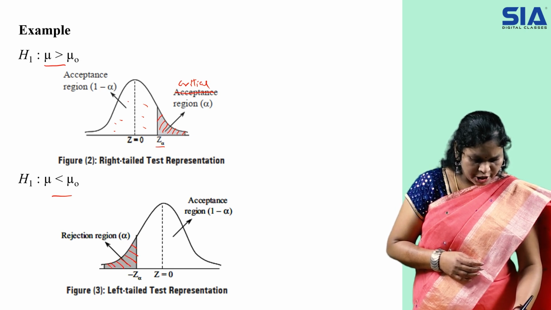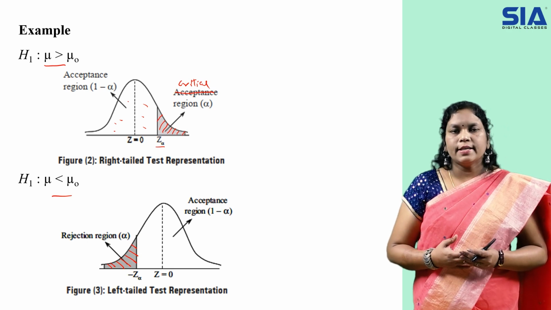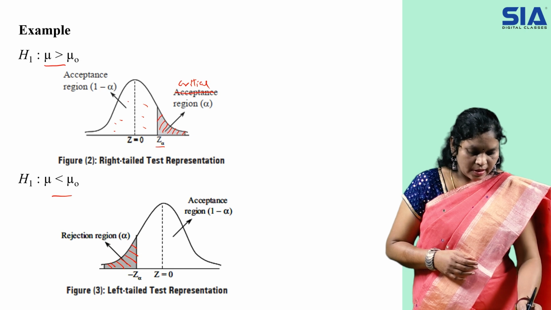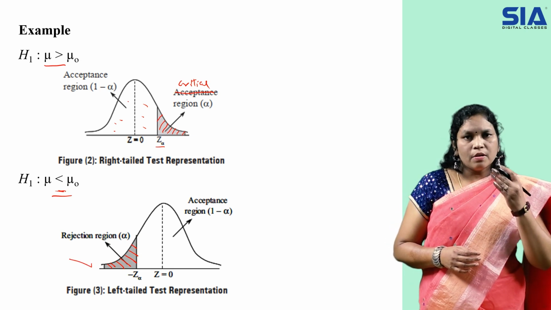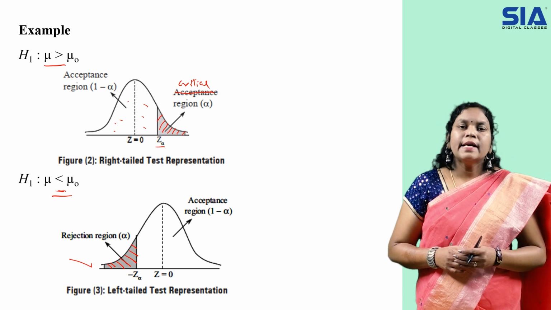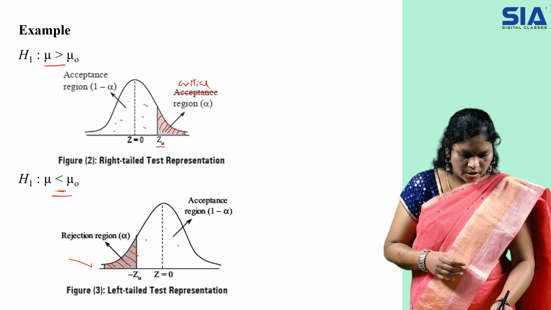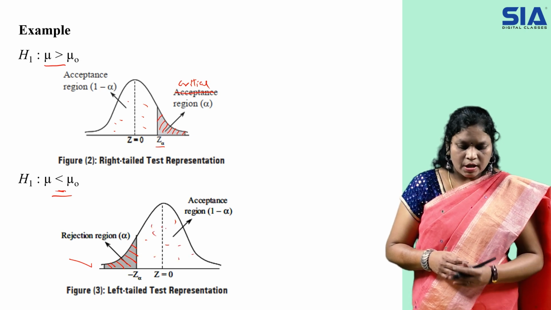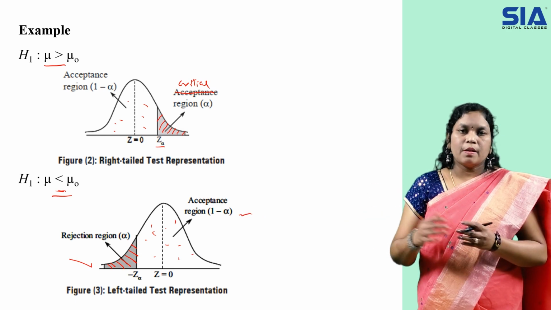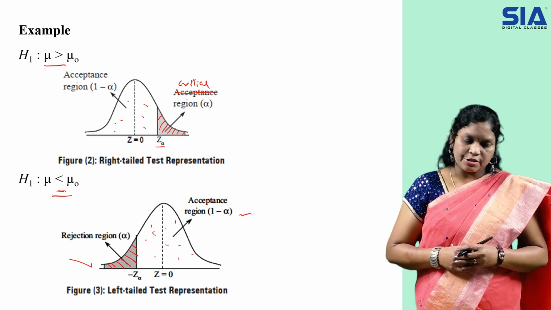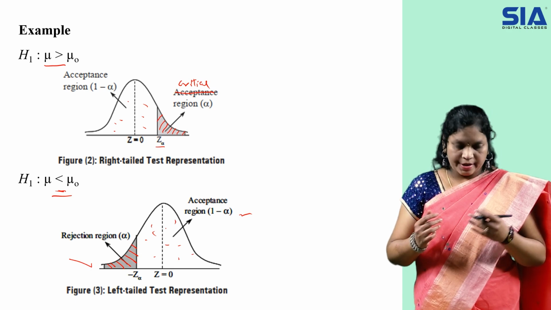So this entire shaded part is completely to the left side, right? For that we'll call it a left tail test. So whenever you get a less than symbol and plot the graph, it is entirely to the left side, and we'll call that a left tail test. And the leftover part we'll call the acceptance region, and that formula is 1 minus alpha. So this is the example for one tail tests, that is, the left and right tail tests.